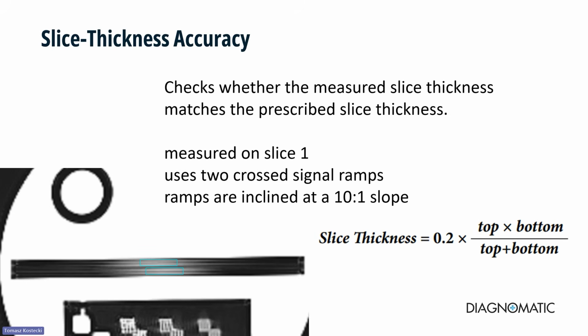Next on the same slides is the slice thickness accuracy test. This test checks whether the measured slice thickness matches the prescribed slice thickness. It is performed using 2 crossed signal ramps. The ramps are inclined at a 10:1 slope, so the visible ramp length is related to the actual slice thickness. The process for setting the window level has 6 steps, and we will get back to it when we talk about the diagnostic software.